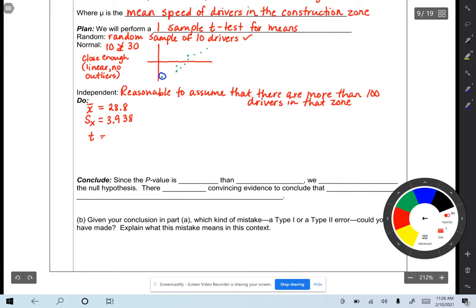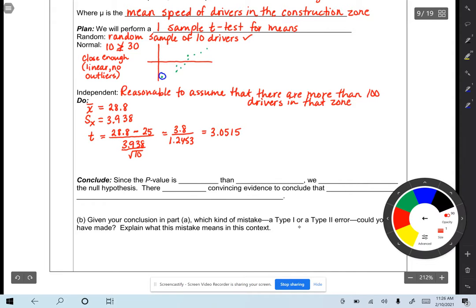So our t is our sample mean minus the null, which is 25, divided by the sample standard deviation over the square root of the sample size. That gives me 3.8 divided by 1.2453. And I got a t-value of 3.0515.